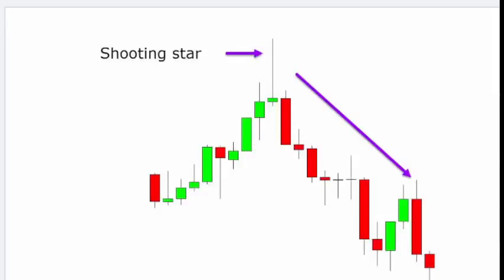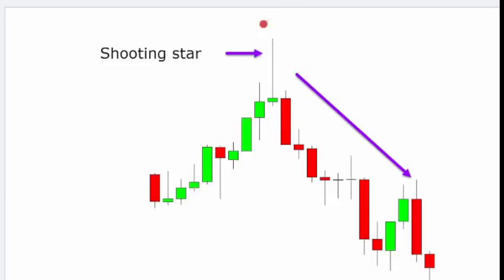Hello, everybody. So, today we are going to talk about the shooting star. This thing is always there in the news whenever you try to gain some sort of knowledge about the market. You will always come across this shooting star, and this works. There's no doubt about this.